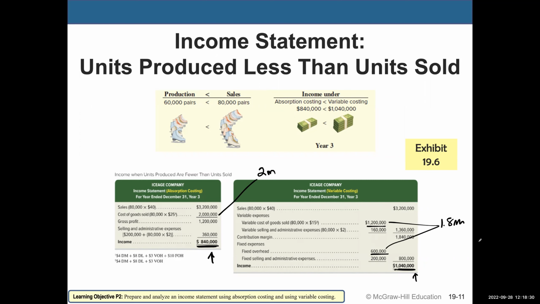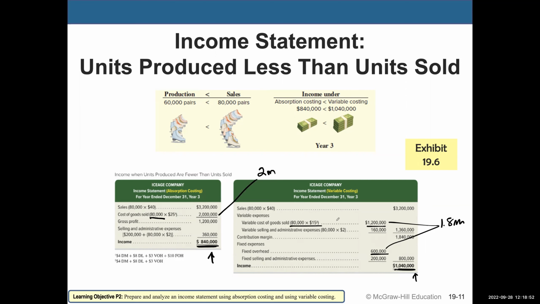What causes that $200,000 difference? Well, we have got cost of goods sold of 80,000 units, but those 80,000 units are pulling an extra $10 of old inventory for the fixed overhead in excess of what we're seeing over here.